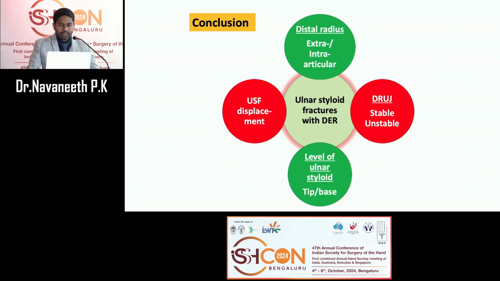Hence, we concluded that extra-articular distal radius fractures and ulnar styloid tip fractures have good functional outcome. However, larger studies will bring out more significance of these parameters, and hence we are providing an algorithm and checklist so that we do not miss out on these parameters to get a good functional outcome. Thank you.